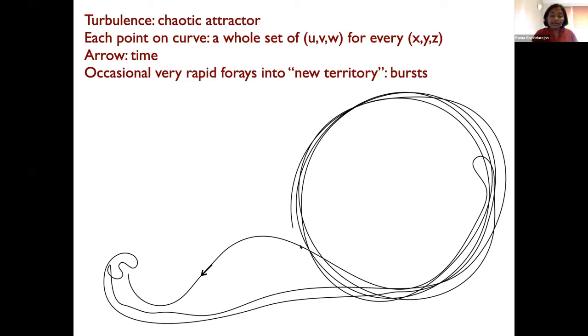If you understand the turbulence attractor and how it looks when it goes towards a burst, you can actually do this. And people are successful in doing this for toy models, not for turbulence yet.